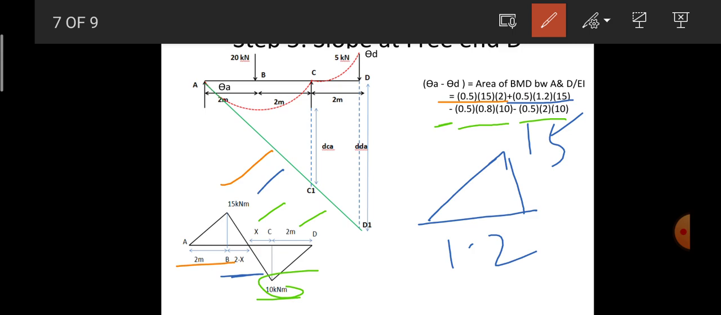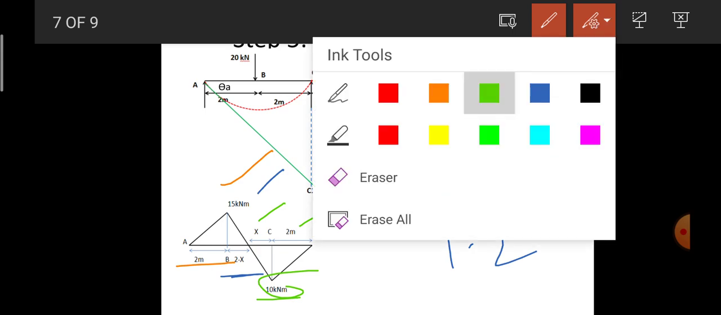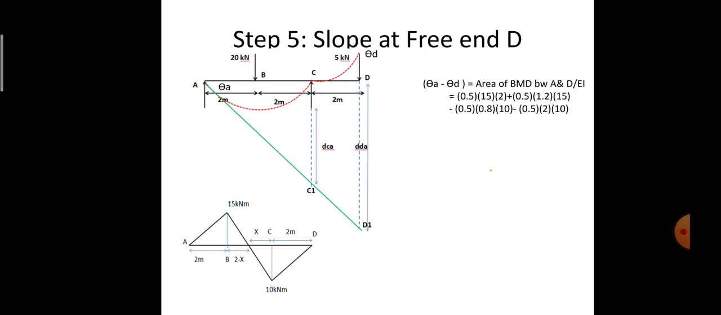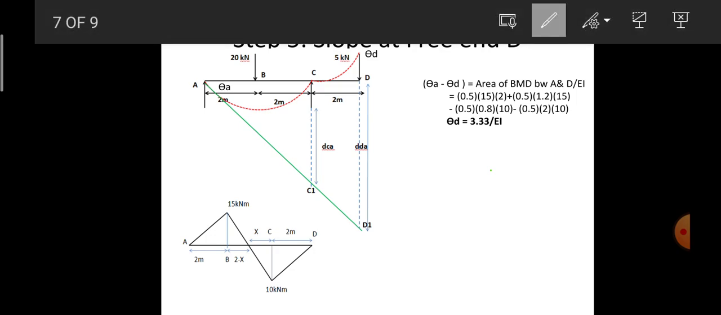So this is all about the calculation of the area of the bending moment diagram between A and D for calculation of the slope at the free end D. If I substitute that, theta A, I have got the value as 13.33 divided by EI from the previous slide.